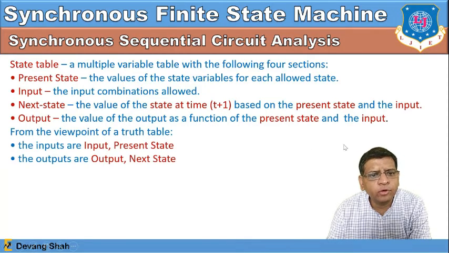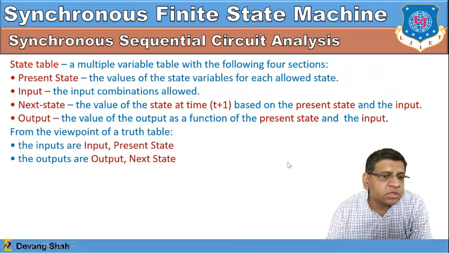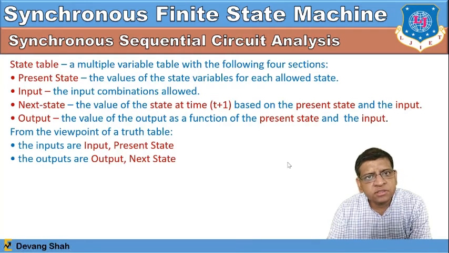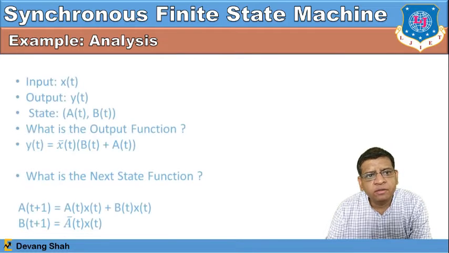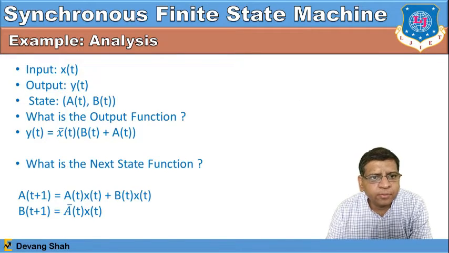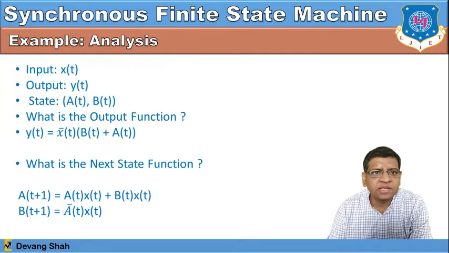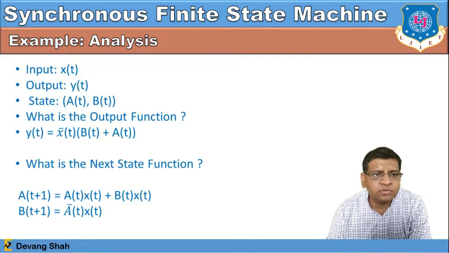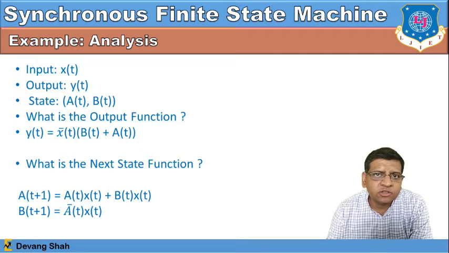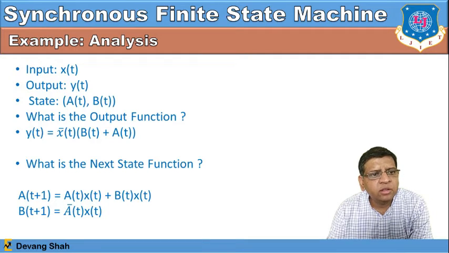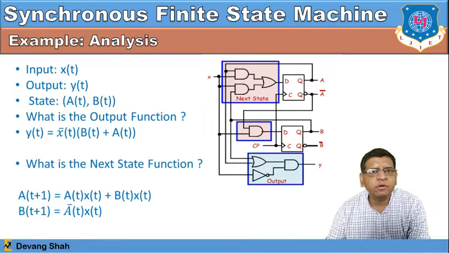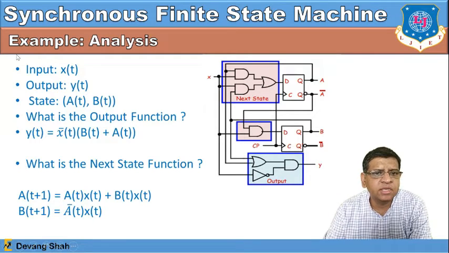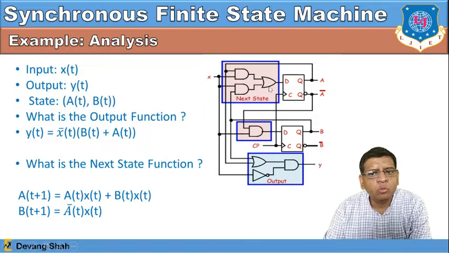So from the viewpoint of this truth table, our inputs are nothing but the actual input and the present state, and our outputs are nothing but the output and the next state. So if we take one example based on this analysis of a synchronous finite state machine, our input is x of t, output is y of t, and the states are a of t and b of t. From this figure, you can see the input is x of t and the output is y of t.